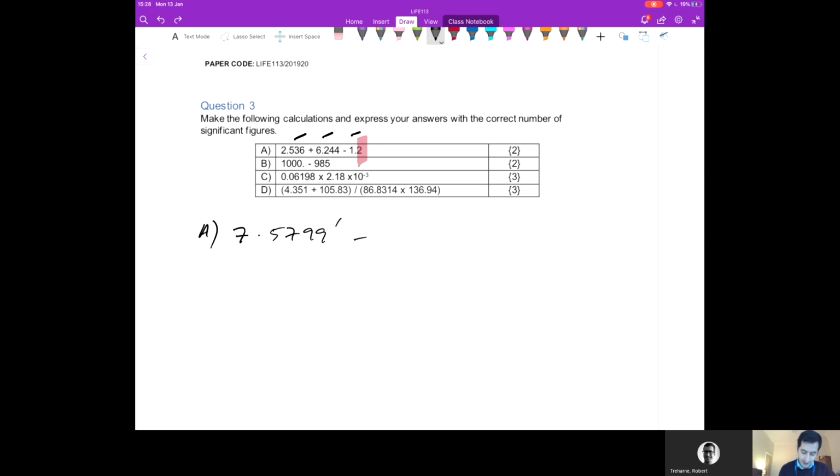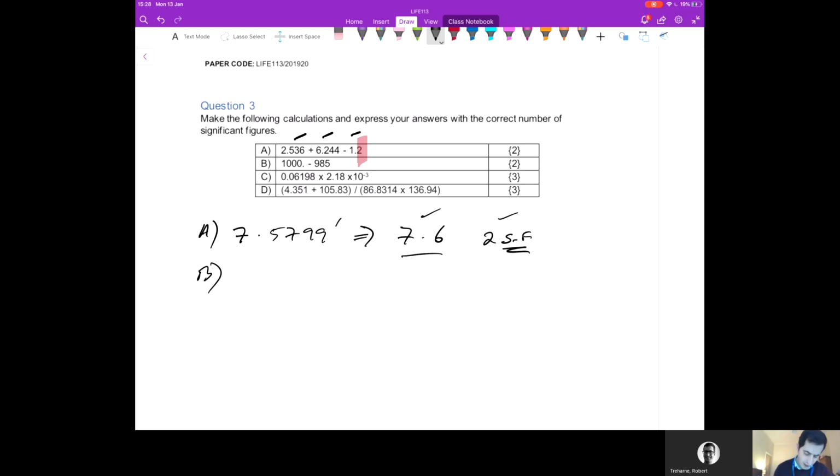So that is actually 7.6 to 1 decimal place. But this value is actually to 2 significant figures, right? So to get 2 marks there, you'd have had to write this and then write this. Okay, I hope that makes sense.